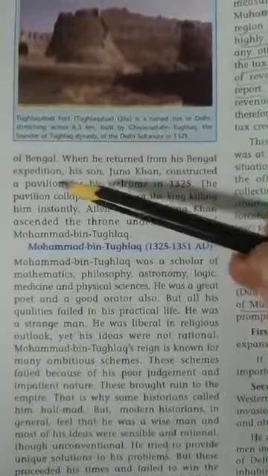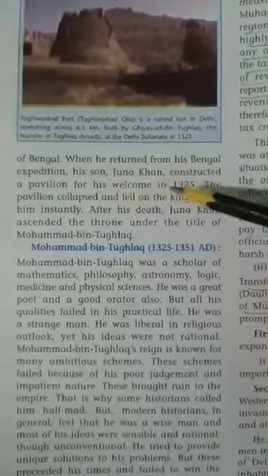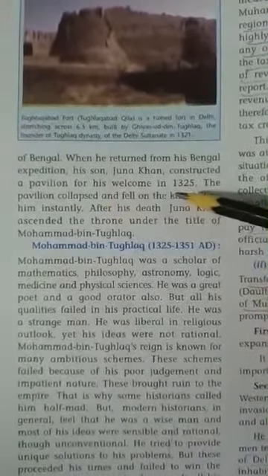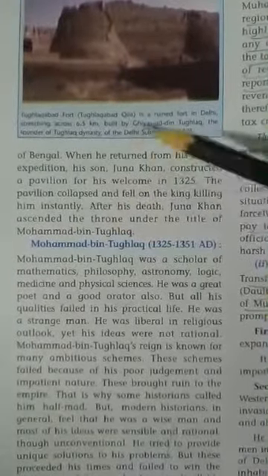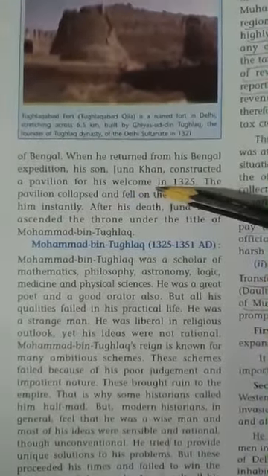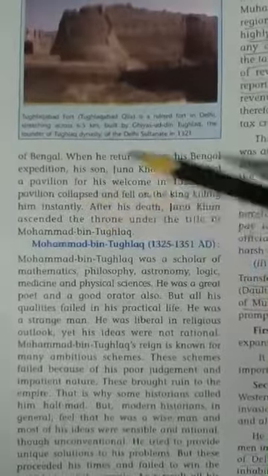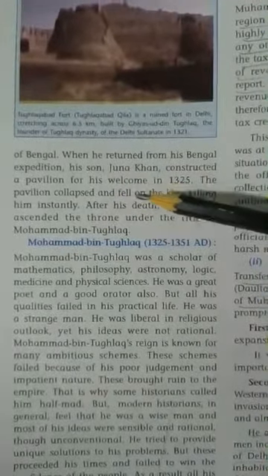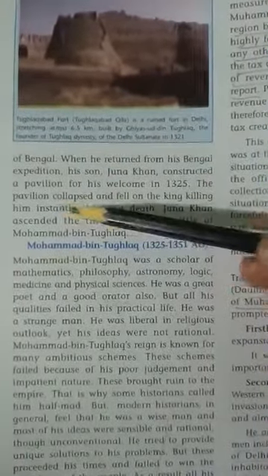When he returned from his Bengal expedition, his son Juna Khan constructed a pavilion for his welcome. So after conquering Bengal, when he returned, his son Juna Khan constructed a pavilion to welcome his father Ghiyasuddin Tughlaq in 1325. The pavilion collapsed and fell on the king, killing him instantly.